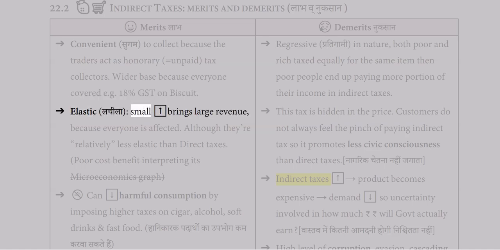Elastic, revenue up. It brings large revenue because everyone is affected, although they are relatively less elastic than direct taxes. Poor cost benefit, interpreting its microeconomics graph.